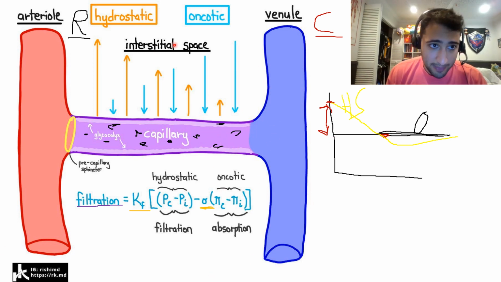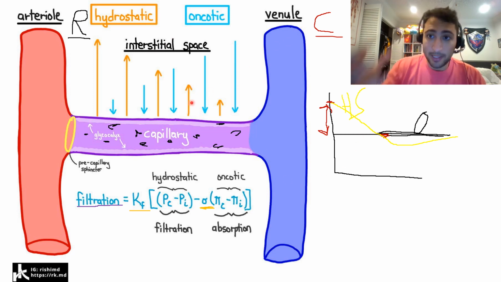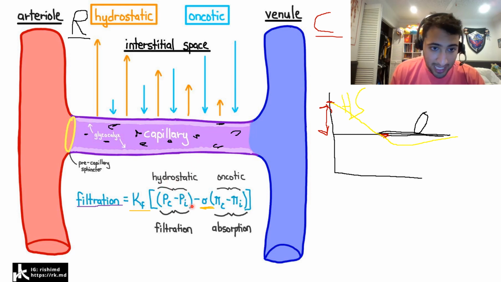All right. So that's sort of it. At any given time, what will decide whether fluid enters the vessels or leaves the vessels is decided by the hydrostatic versus the oncotic pressure. Whether hydrostatic is higher or lower than the oncotic will determine whether fluid will exit or enter the vessel.